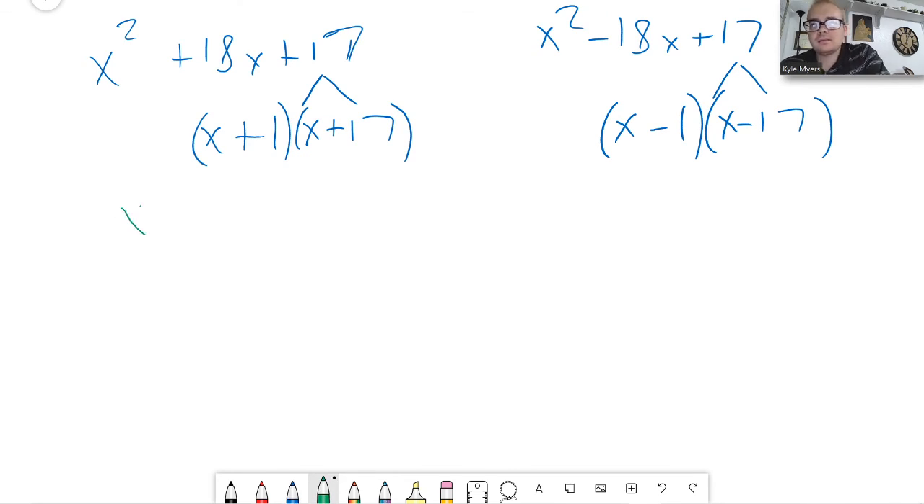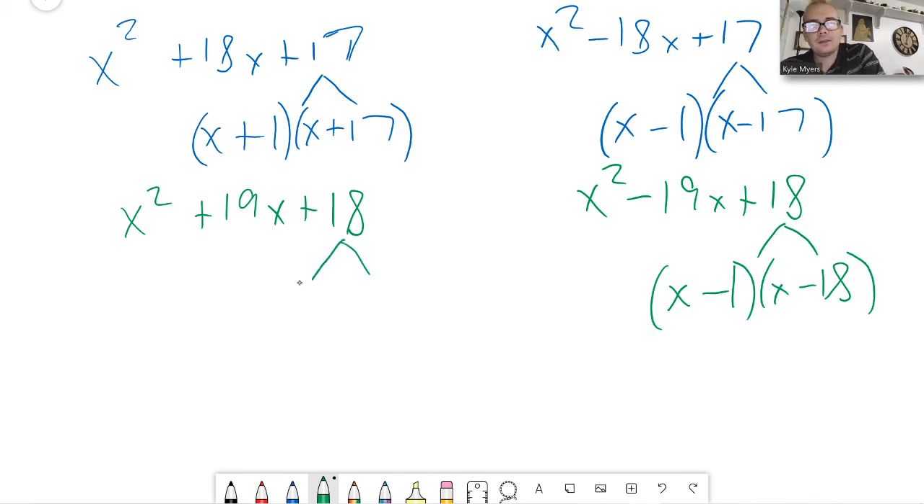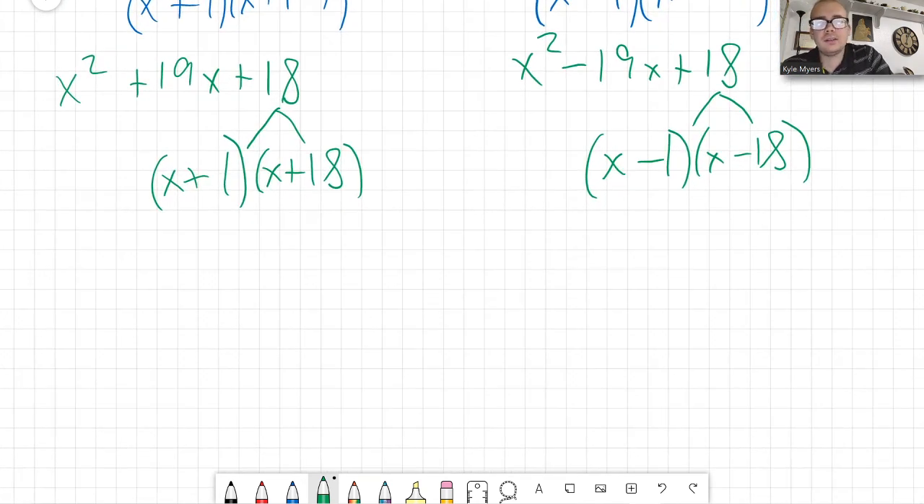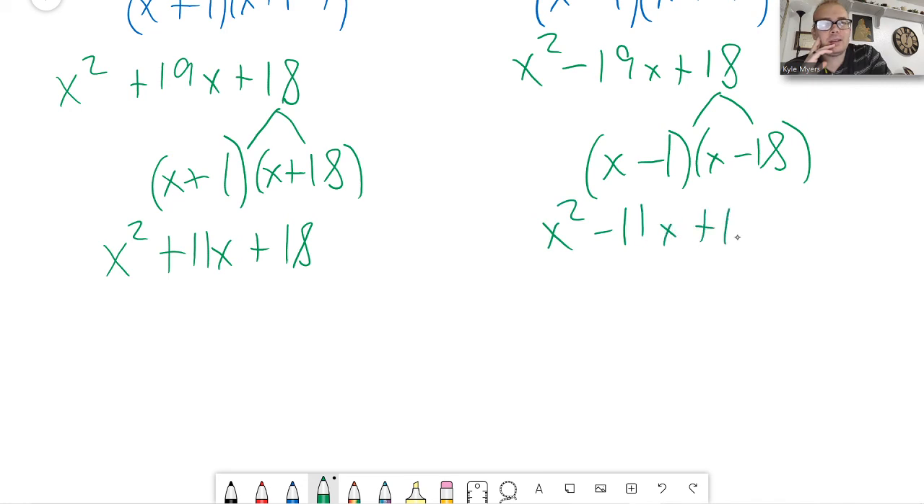Next up, we have 18: x squared plus 19x plus 18, x squared minus 19x plus 18. That is 1 and 18, minus minus. This is 1 and 18, plus and plus. That's it for the 1 and 18s. Then we also have that 18 divides by 2. So this would be x squared plus 11x plus 18, x squared minus 11x plus 18.